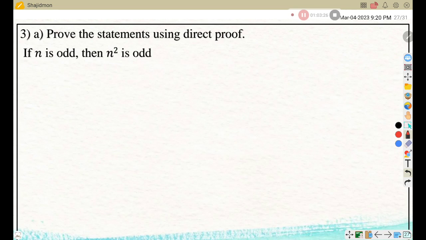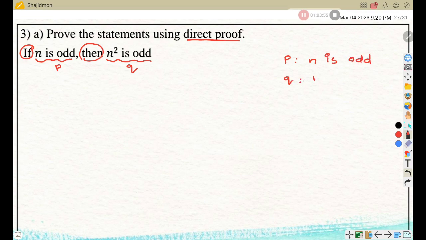We have more questions here. Question number 3a. Prove the statement using direct proof. Again, we need to prove the statement by direct proof. If n is odd, then n square is also odd. So if n is odd, p, then n square is odd, q, correct. So p we are writing n is odd. Q means n square is odd. So if a number is odd, n square is also odd. That is the question here.